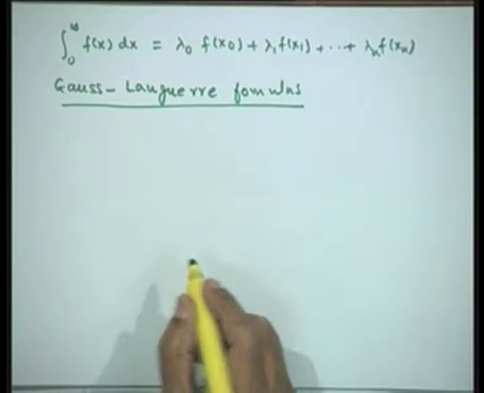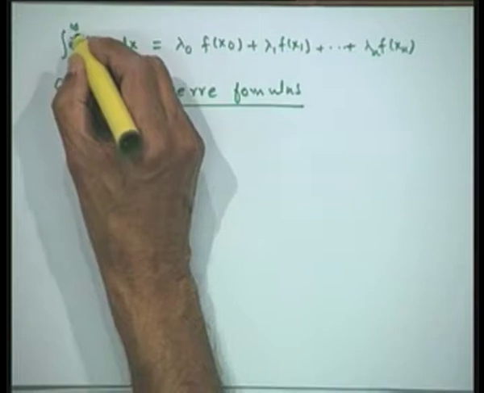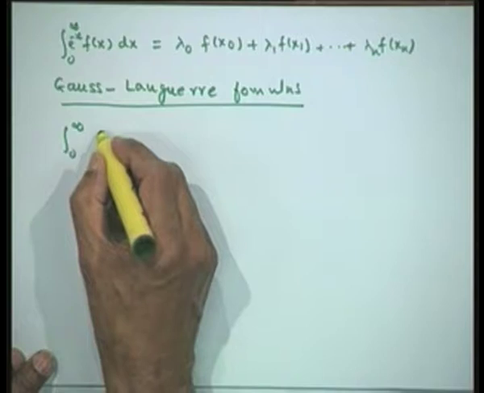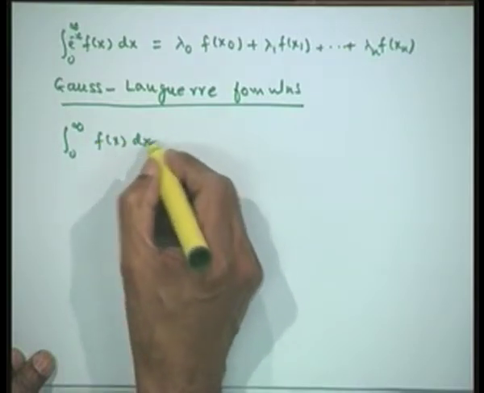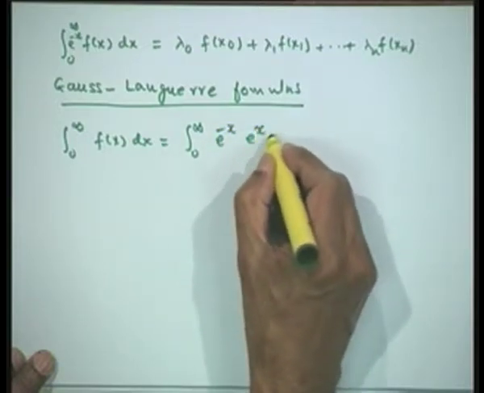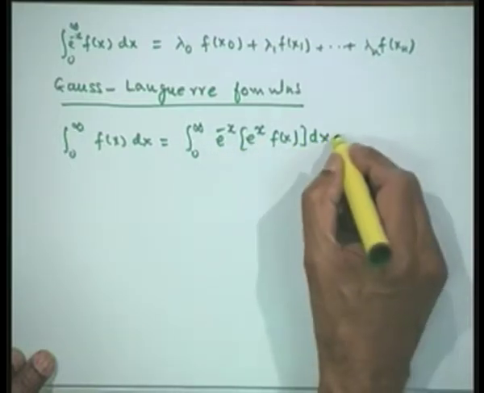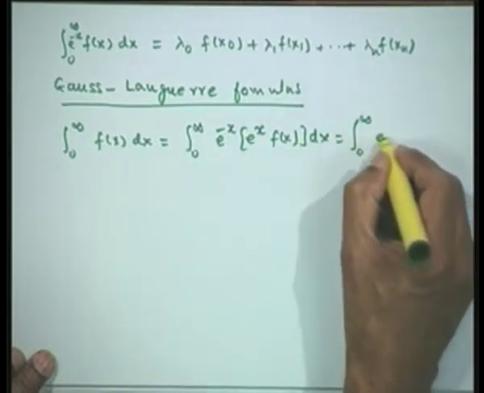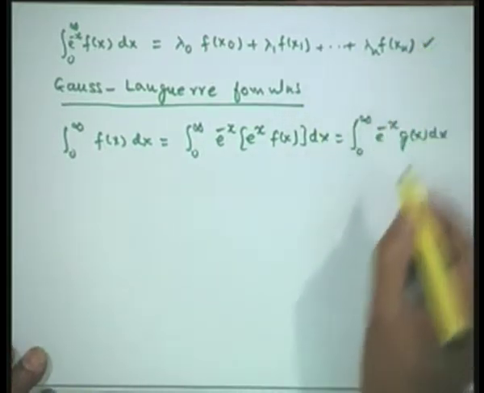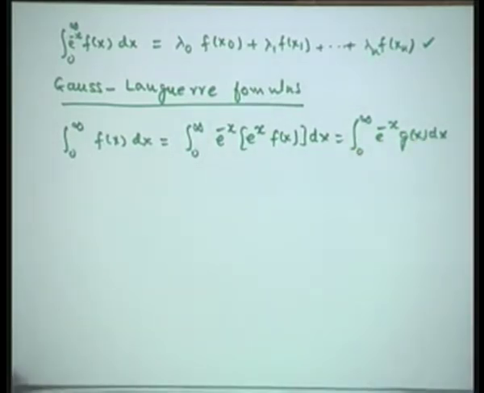We have derived the 1 point and 2 point formulas, and we have used the weight function here as exponential of minus x. If the weight function is not available, we said we shall supply the weight function, so that we write it as exponential of minus x into exponential of x f(x) dx, and then we consider this as a new function g(x) in 0 to infinity exponential of minus x g(x) dx. Then we can apply the formula that we have derived on this new function. Now, let us illustrate it by taking an example.